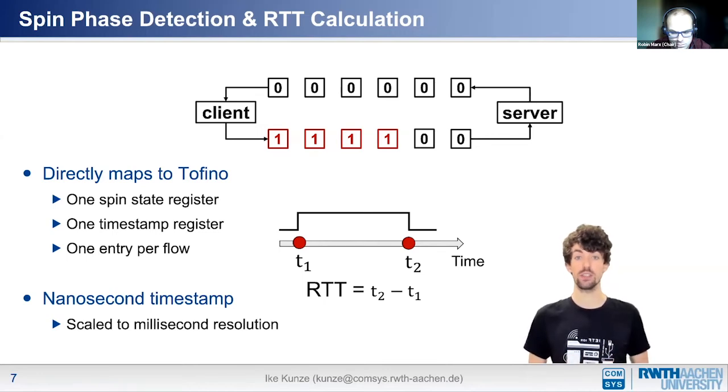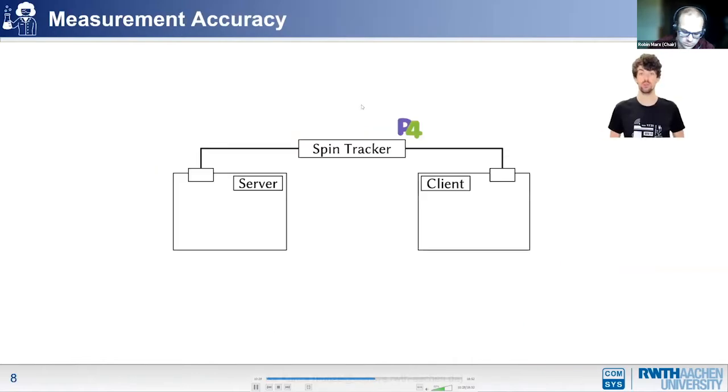Next, we have evaluated whether the measurements on the data plane can keep up with the accuracy of software-based spin bit trackers, using the example of SpinDump, a tool developed by Ericsson. For our experiments, we've set up a simple testbed topology. One Tofino switch running our spin bit tracker interconnects one QUIC server and one QUIC client.